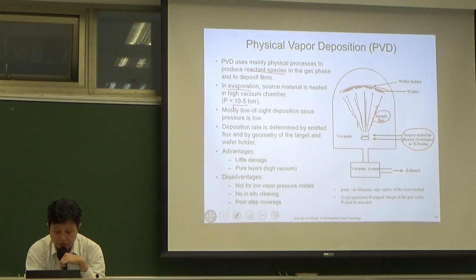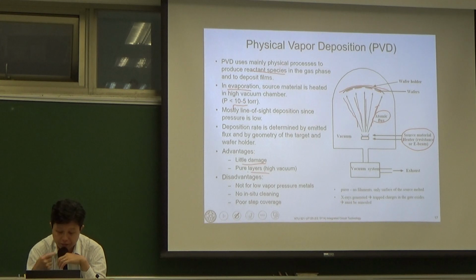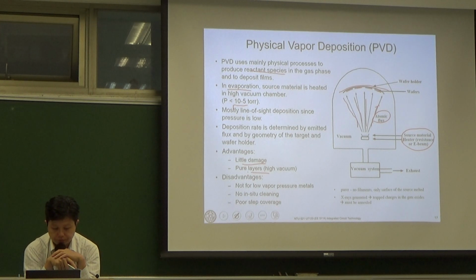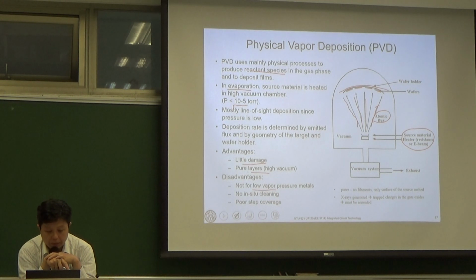And the advantage of PVD is it provides little damage and a very pure layer because you have very high vacuum. There's no other materials or defects in this chamber. But the disadvantage is it's not good for low vapor pressure metals. Some metals can easily heat up and evaporate. Some metals take much higher temperatures to get a good enough vapor pressure.